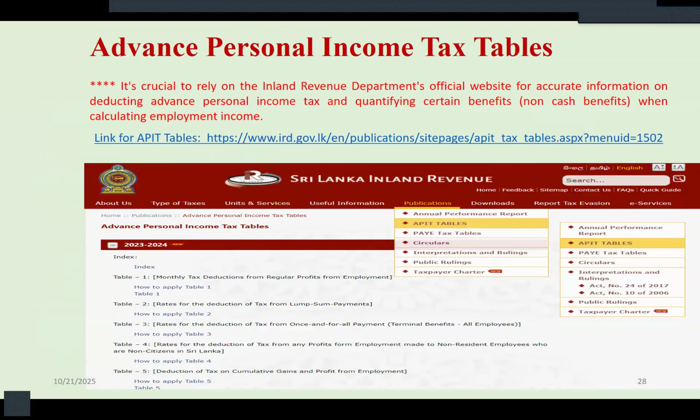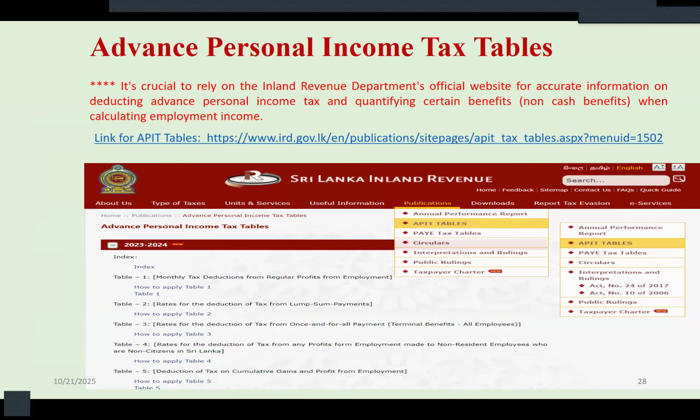So these are the personal income tax tables. Advanced personal income tax tables. In a practical situation, for an employer, there are a lot of employees. So when they are deducting taxes from their employment income, when they are making payments to employees, at that time they have to deduct taxes on behalf of that employee. So we call it advanced personal income tax.